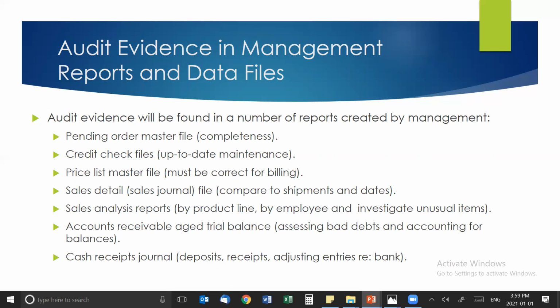We can compare when things were shipped to when it showed up on the sales journal, if it was on the same date, to make sure that there's nothing included from like a next period or a prior period.